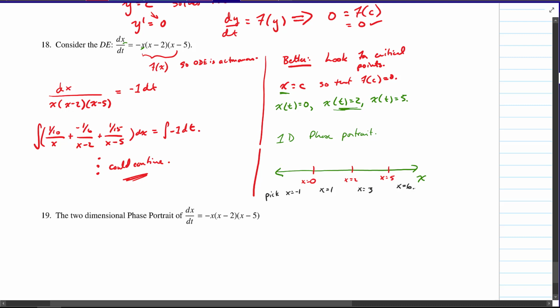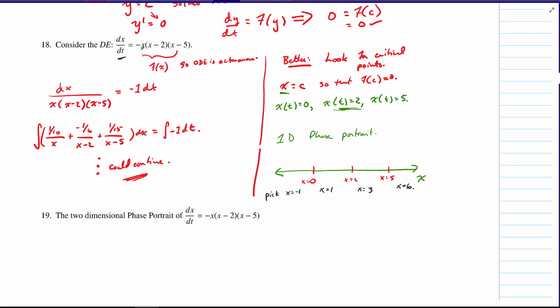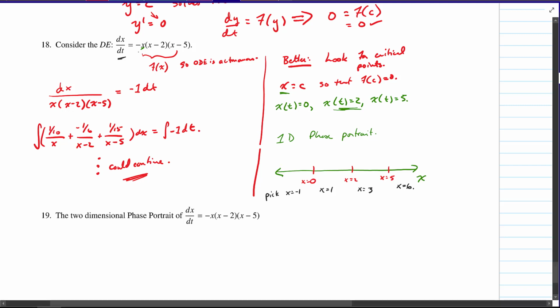And I'm going to plug all of these into the original ODE, and simply examine the sign on dx/dt. I'm going to look at the sign on the derivative when I plug in these constant solutions. So if I plug in a -1, that first factor would be minus a -1, that's a positive. This would be -1 minus 2, so that's a negative. -1 minus 5, that's a negative. So I've got a positive times a negative times a negative. So the result is anything I pick here will be positive.